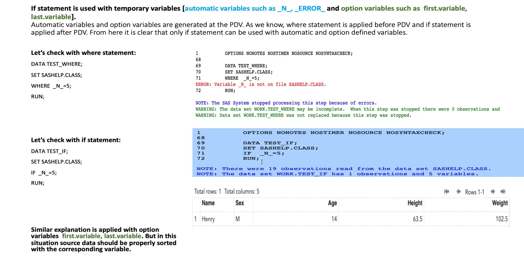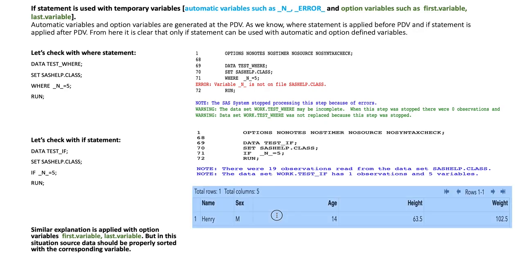That means it says here there were 19 observations read from the source. Only one observation has returned to the output dataset. The output dataset is shown below. That means it is the fifth record from the SASHELP.CLASS dataset.